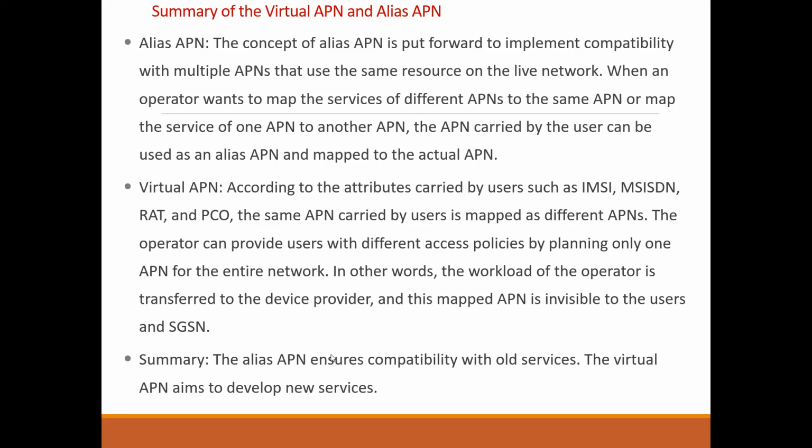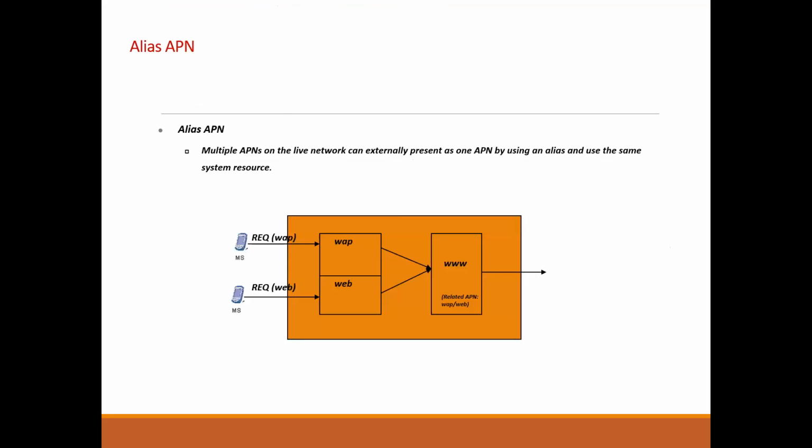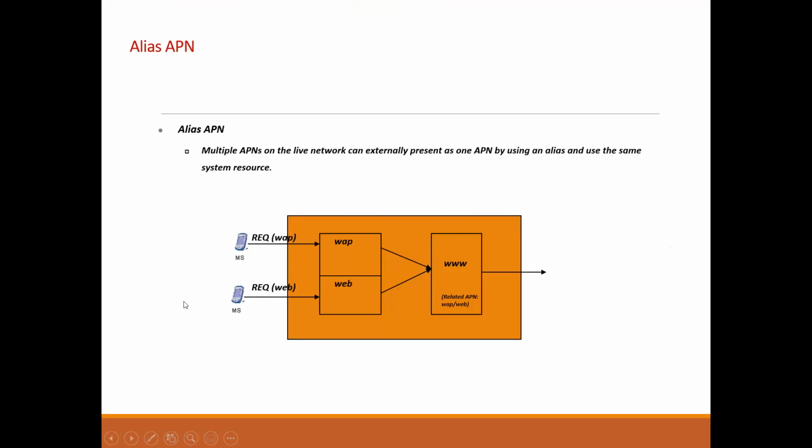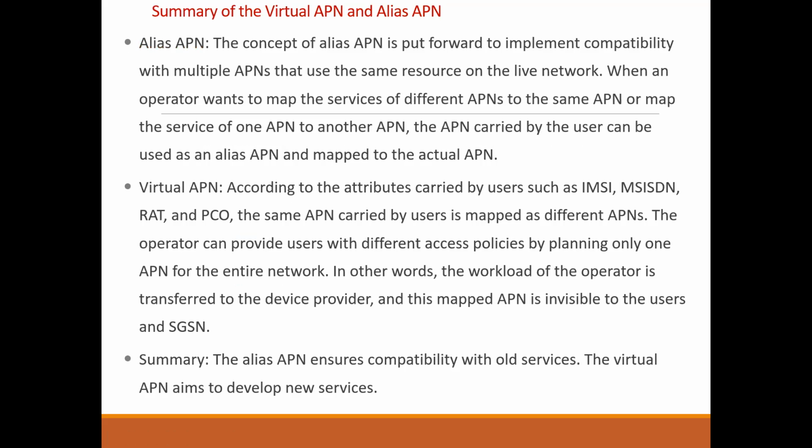So in easy terms, the alias APN ensures compatibility with old services. Like I just gave you an example, two operators have merged, or maybe the company decided that we're going to have one APN, so the old APNs can be merged into a new APN. The virtual APN aims to develop new services. You are defining new APNs while the handset just has an old APN, but you are developing new APNs based on your service requirement, and based on that, the virtual APN helps you in developing the new services.